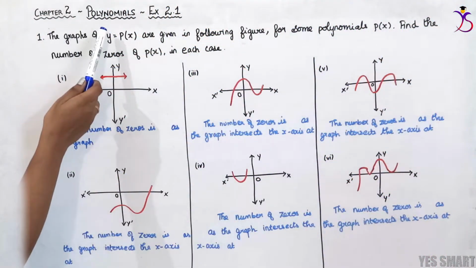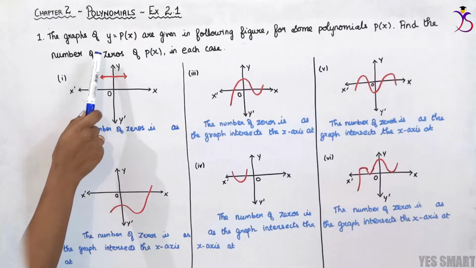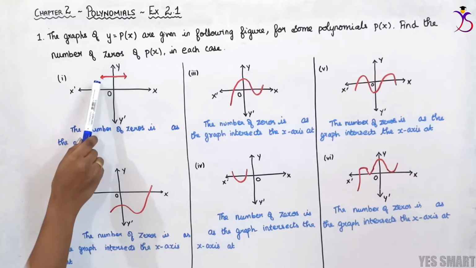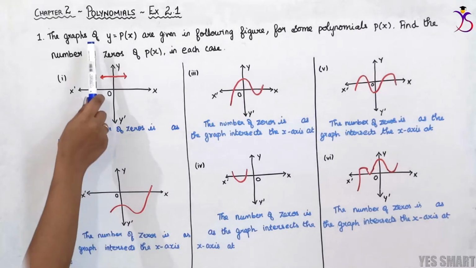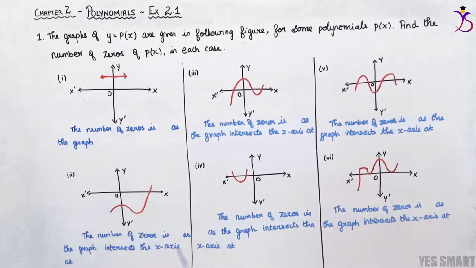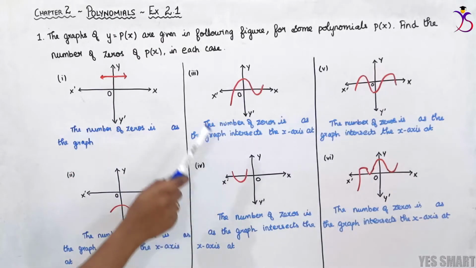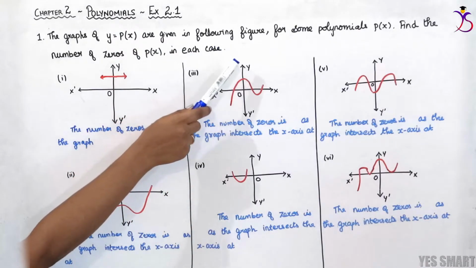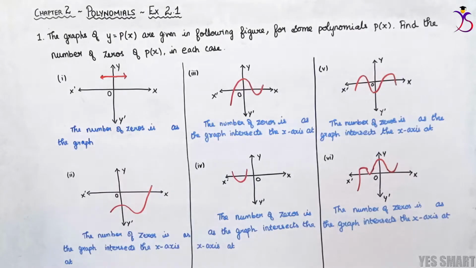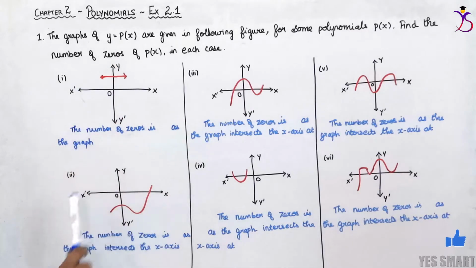Chapter 2, Polynomials, Exercise 2.1. In the first sum, the graphs of y equal to p of x, that is, the graph for the function p of x, are given in the following figure. For some polynomials, the p of x value is some other polynomial for which the graphs are represented here. Find the number of zeros of p of x in each case. We are supposed to find the number of zeros of p of x, which is the number of solutions for each graph.